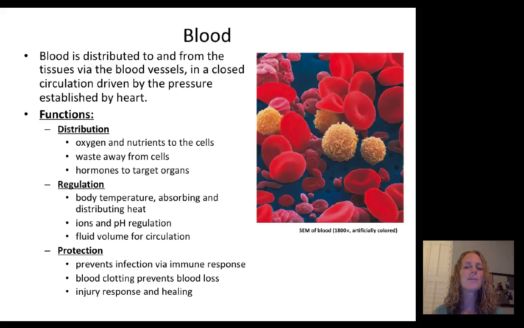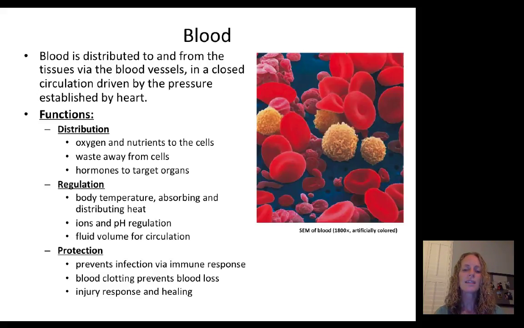Blood is distributed to and from the tissues through the blood vessels in closed circulation, driven by the pressure established by the heart. There are many functions of blood. Blood distributes oxygen and nutrients. It removes waste. It brings hormones and other important molecules to target organs in the body. It also regulates body temperature by absorbing and distributing heat. And it carries ions and acids and bases for electrolyte and pH regulation.